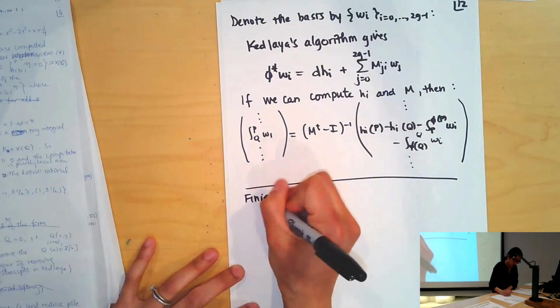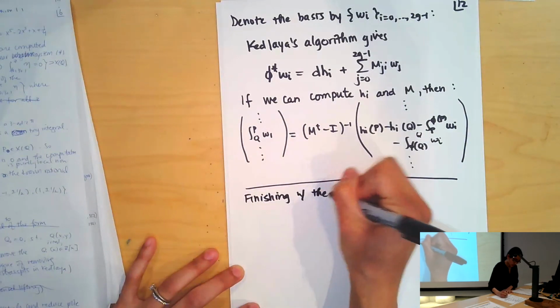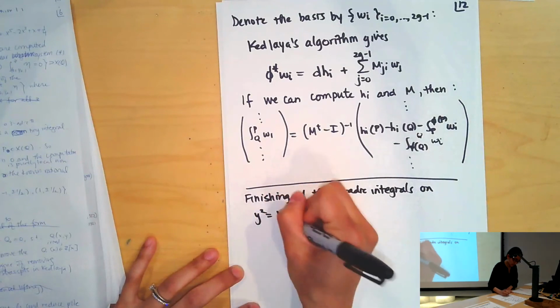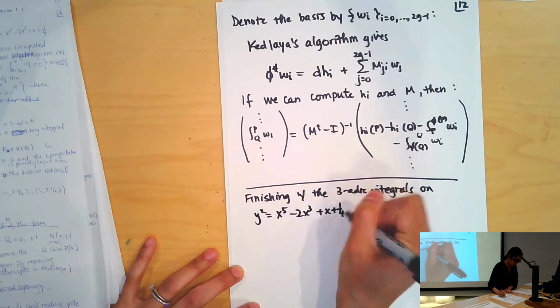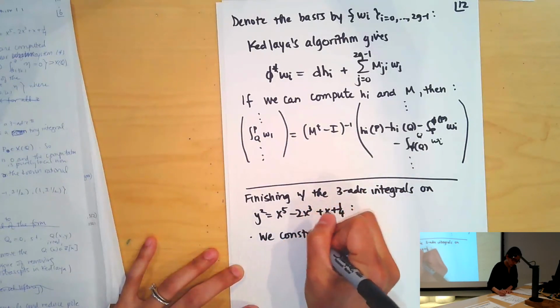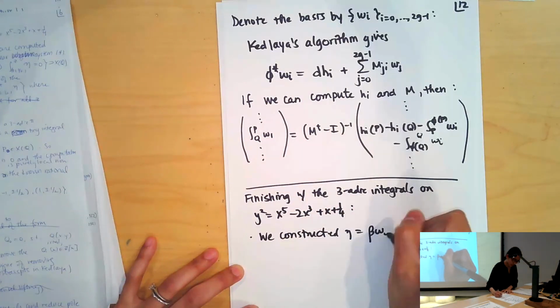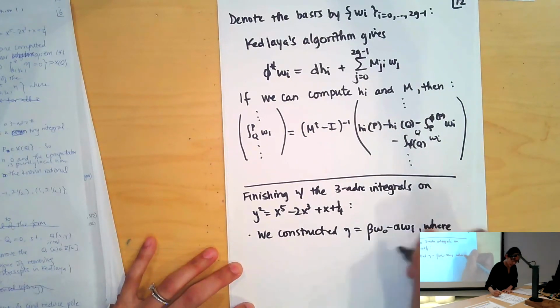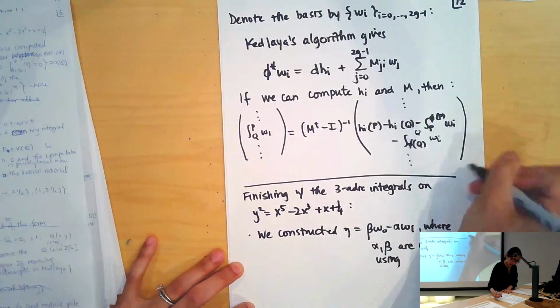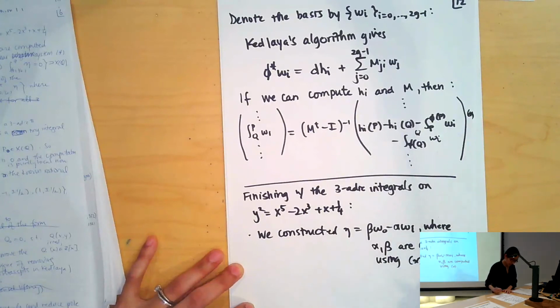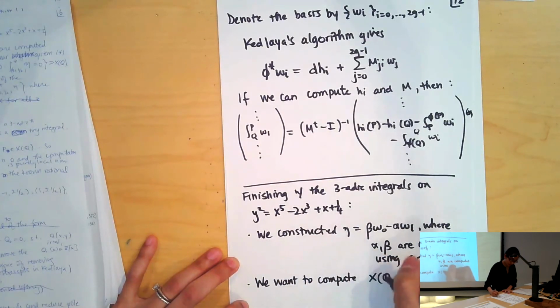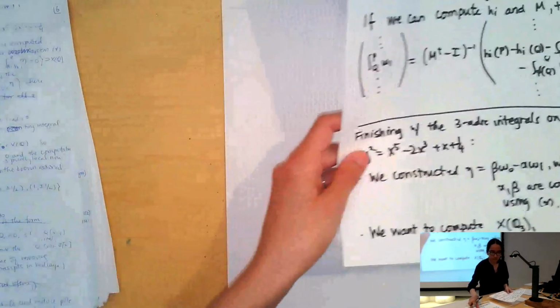So with the three-adic integrals on our curve, we constructed eta, which was, we said, this linear combination of omega naught and omega 1, where these numbers, alpha and beta, are computed using this linear system star. And we want to compute x, q3, 1.